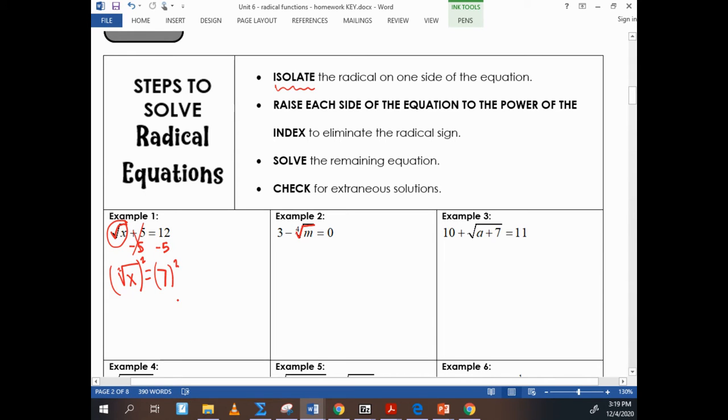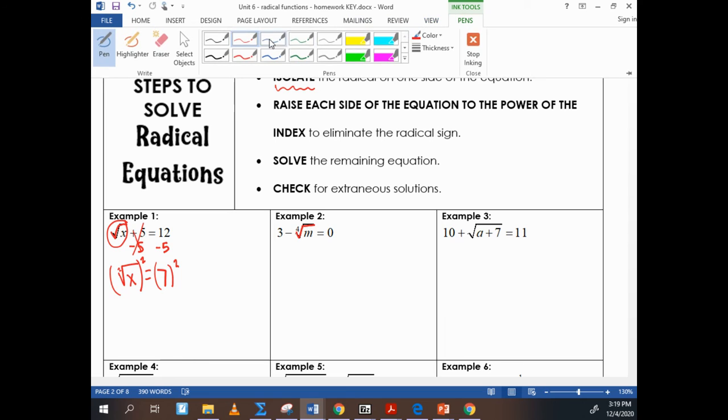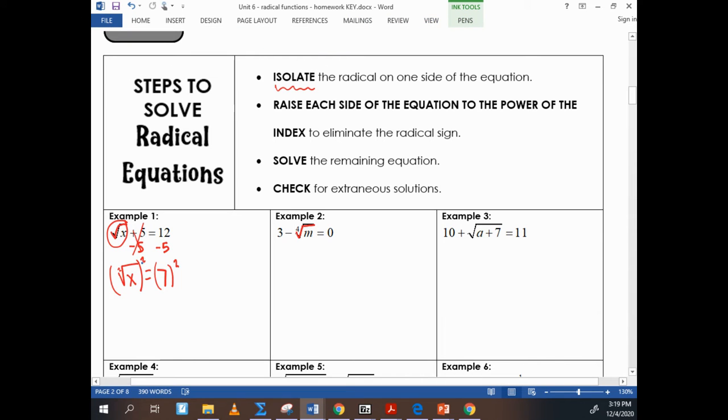We're just going to square both sides. These are what we call inverse operations. They just undo each other. So that square undoes the square root, and it turns it into just plain x. Whatever is under that radical is the only thing that remains. So when I take the square root of x and then square it again, I'm back to that x. On the other side, I'm just going to square my 7. 7 squared is 49. So we already moved on to step 3, solving the remaining equation. That actually solved it for us.